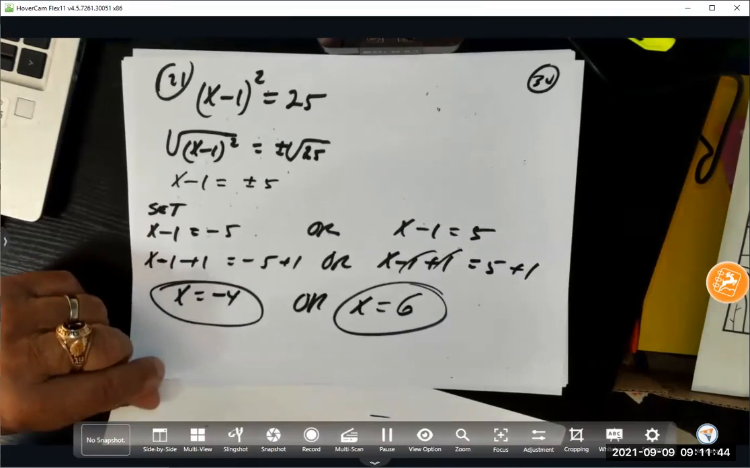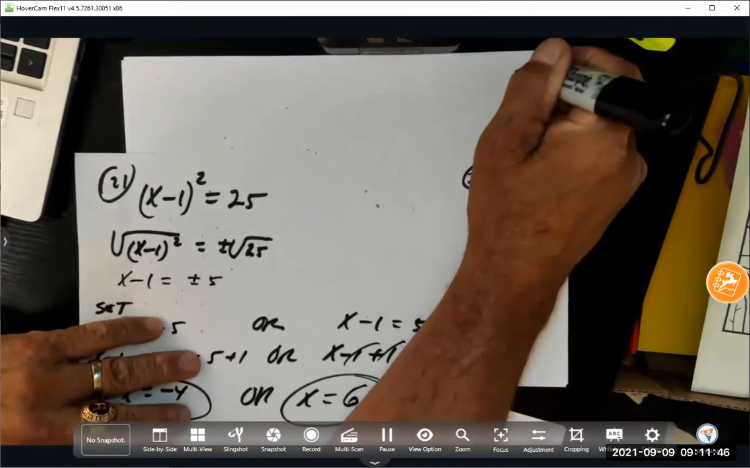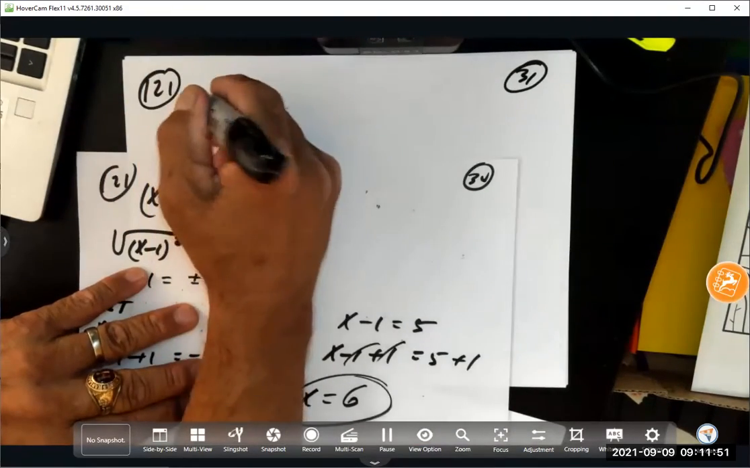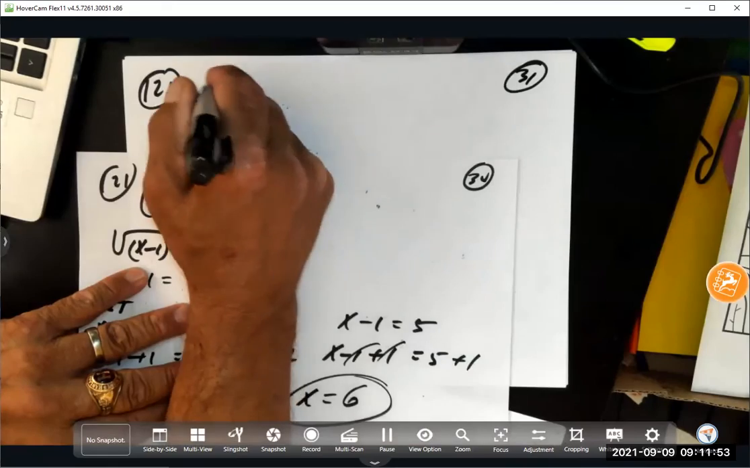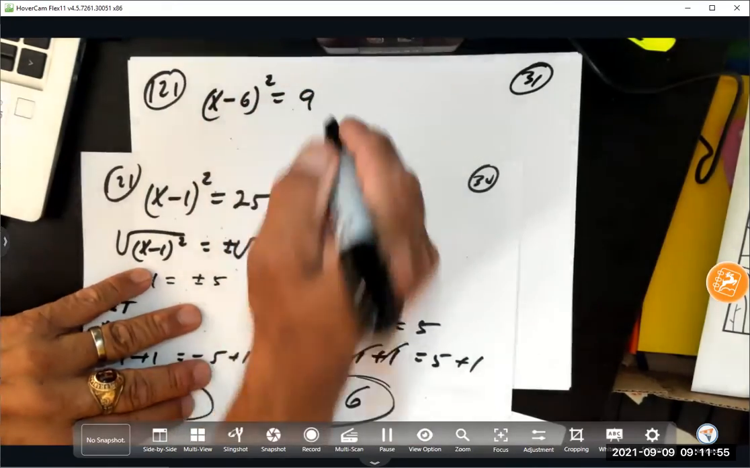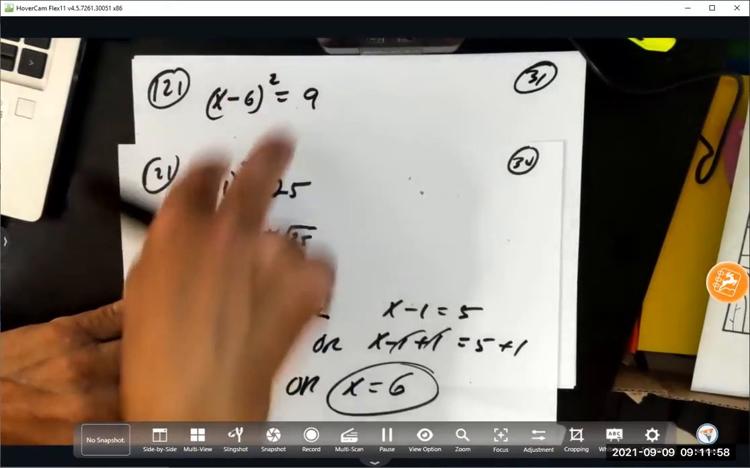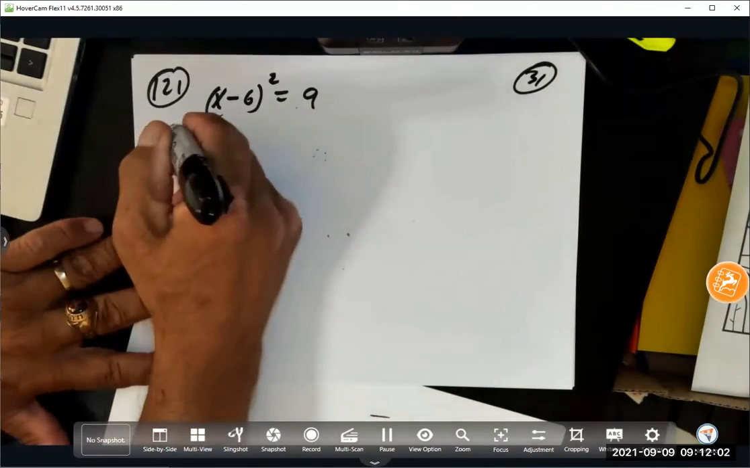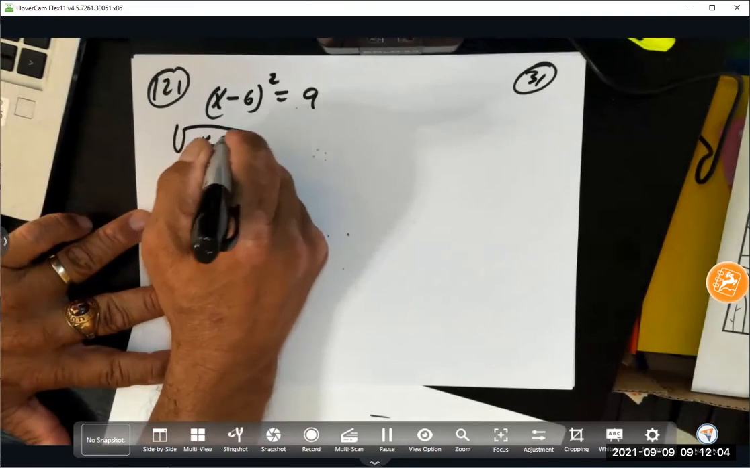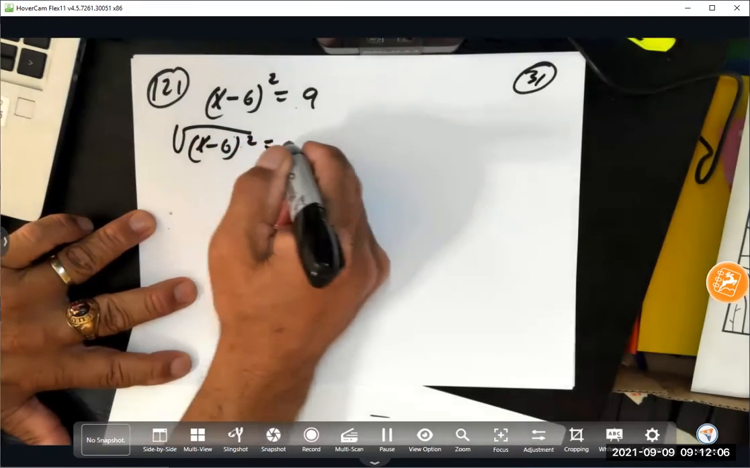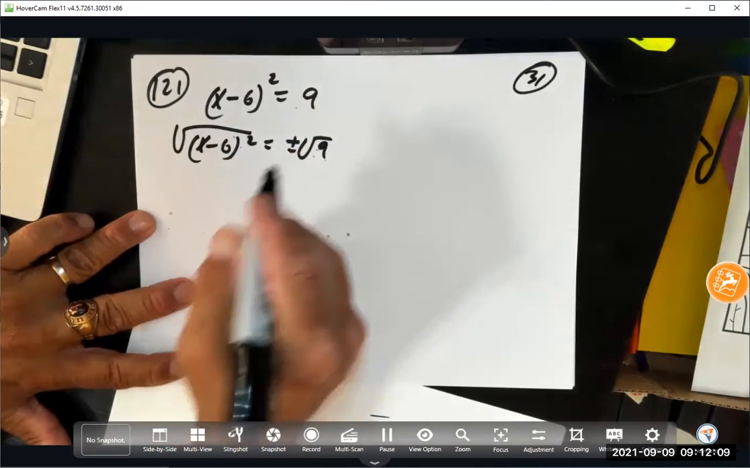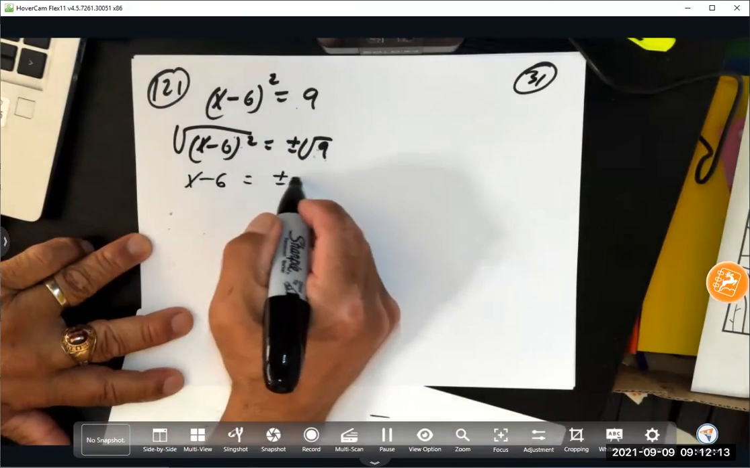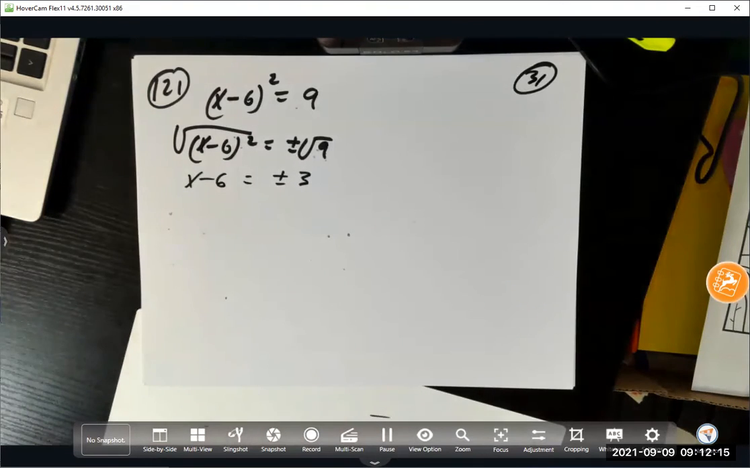Let's do it again, okay? Same problem, let's do it again. One more time. What do we have? x minus 6 squared equals 9. Okay, same kind of problem, just different numbers. Ready? Tell me, first step, do I square root both sides? Yes. All right, so now this is going to be x minus 6, and this is going to be plus or minus 3, because 3 times 3 is 9.